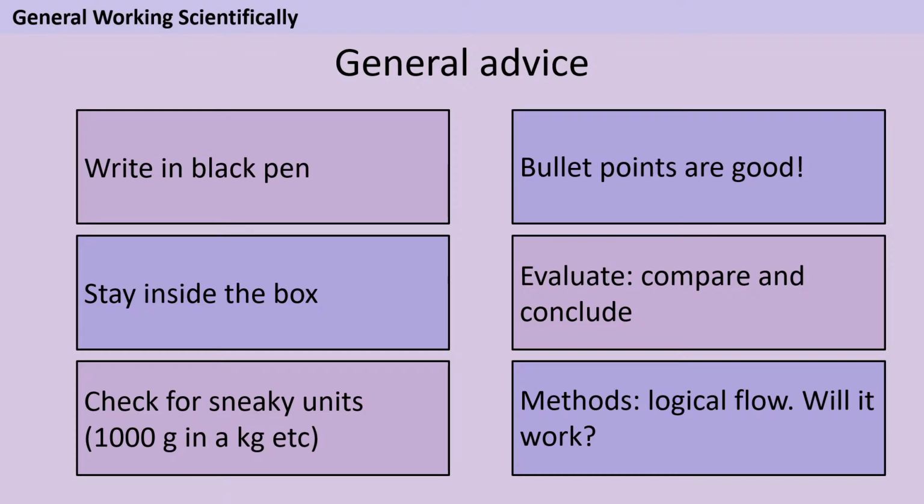If you get an extended response question, you are absolutely allowed to use bullet points, and in fact it's encouraged. There aren't any marks for writing in full sentences anymore. They went out in 2017. So if you do it in bullet points, it makes it really easy for your marker to see where you've hit all the different criteria.